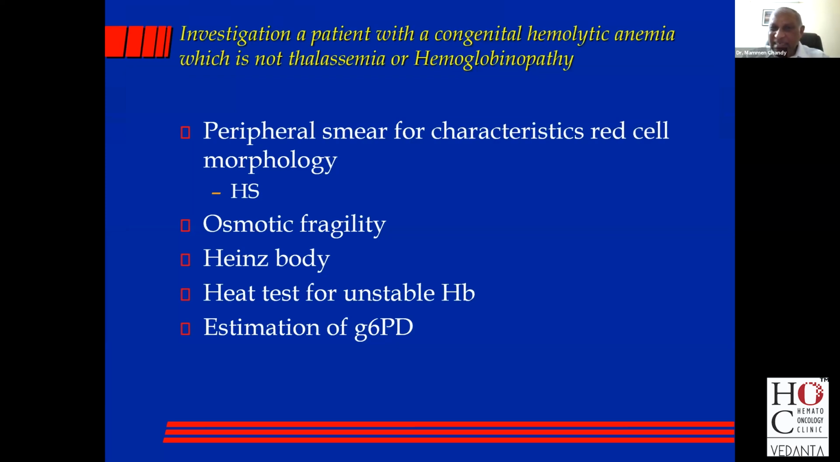So investigating a case which is not thalassemia, look at the peripheral smear, check osmotic fragility, do a Heinz body, do a heat test for unstable hemoglobin, and estimate G6PD. 90% of the congenital hemolytic anemias will be covered by these tests. Now, suppose at the end of every test, you still don't have a diagnosis. Then we call it a congenital non-spherocytic hemolytic anemia, and that may indicate that this patient has a red cell enzyme deficiency other than G6PD or PK.